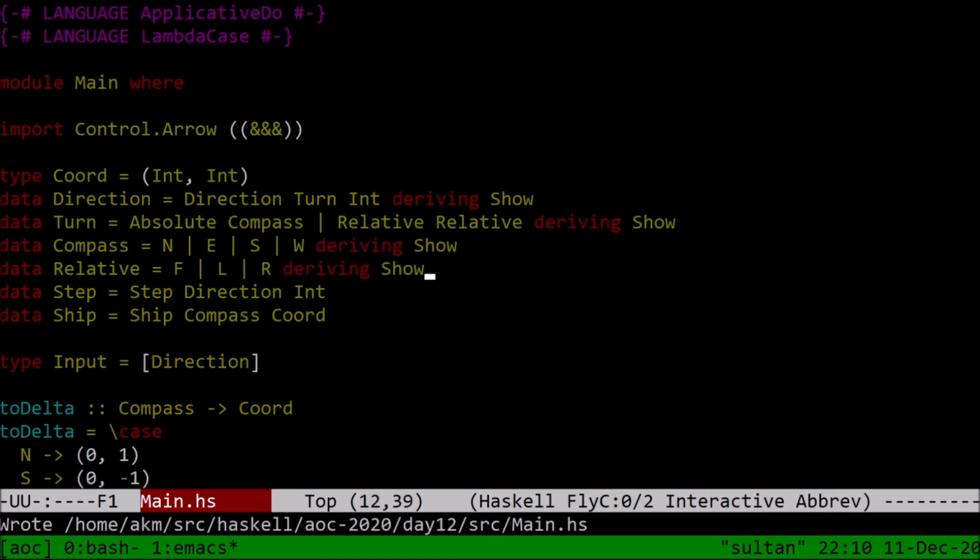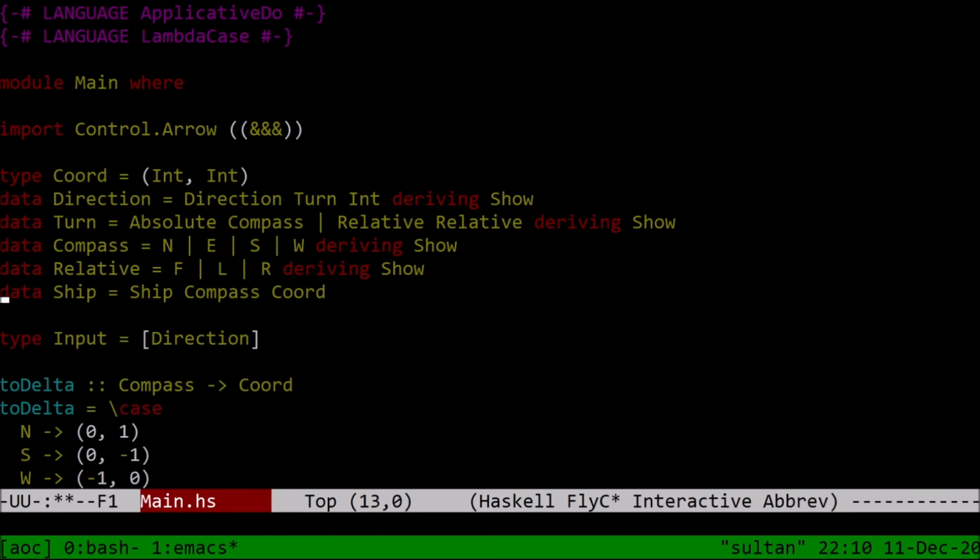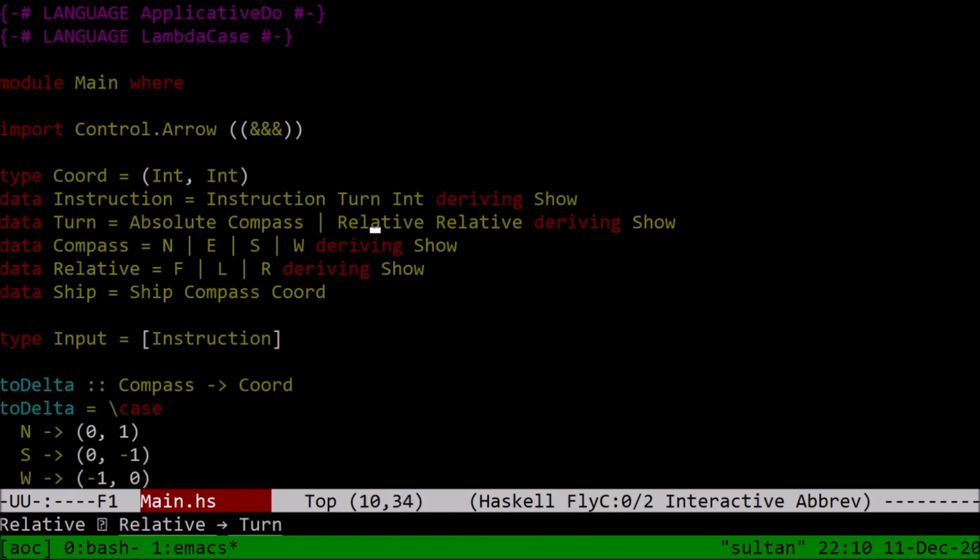Kind of seems dumb, but where is step being used? Nowhere. Oh, I put that in direction. No. Why do these both have ints? I'm not using step at all. Maybe it would be better to call direction instruction. That way you don't get it confused with compass directions.